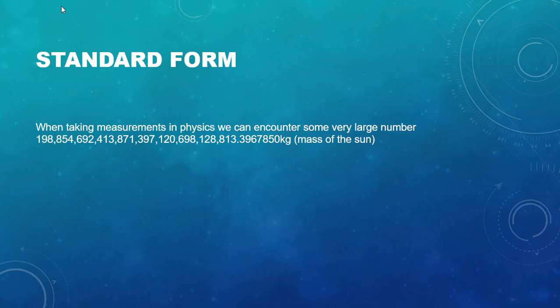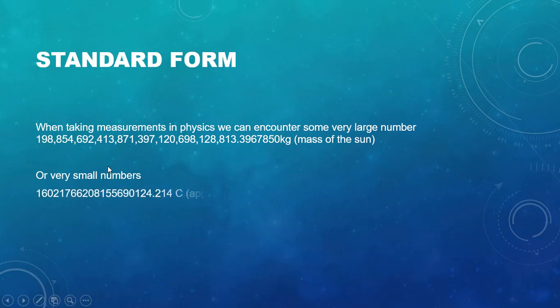So whenever we're taking measurements in physics, we can encounter some very large numbers, right? For example, this number here has over 20 digits behind the decimal point, and it's a very difficult number to call. This is actually the approximate mass of the sun. So we can have very large numbers of this order, right?